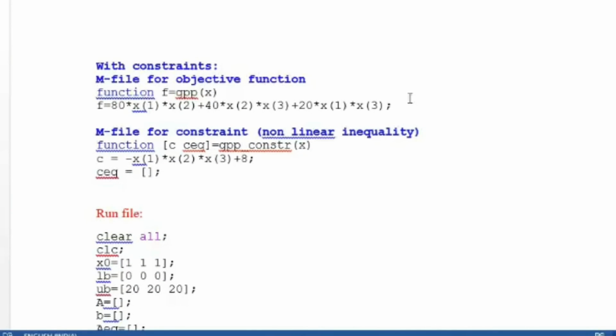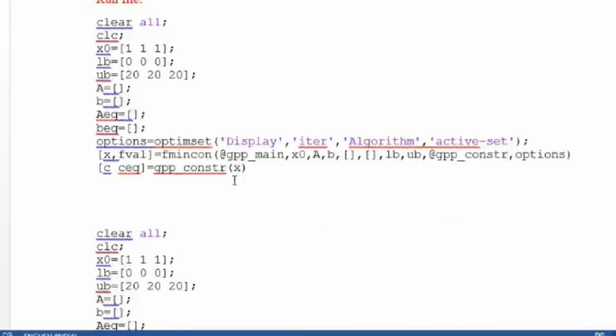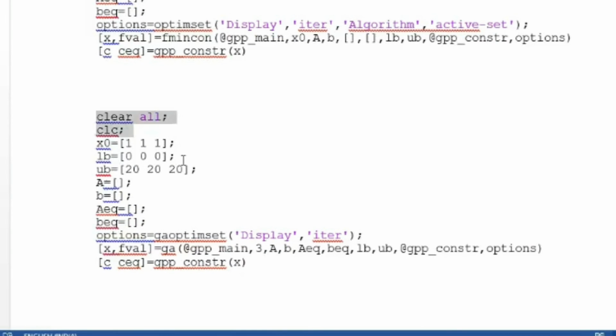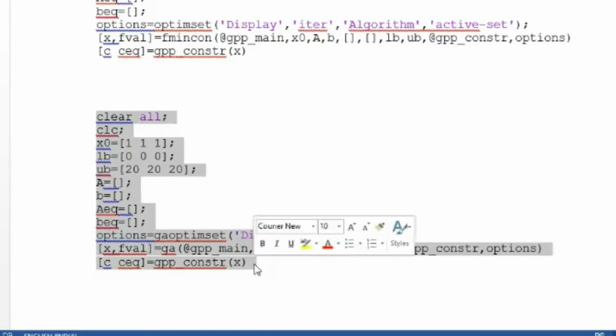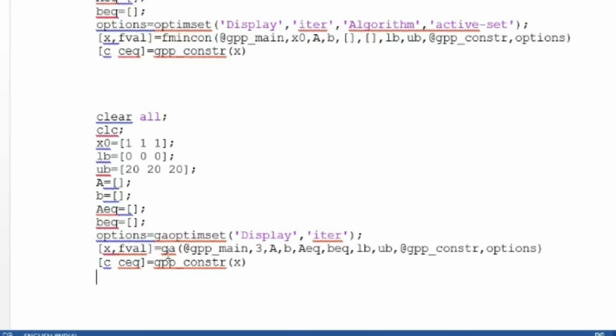M file for the objective function is written. Then again another M file for nonlinear inequality constraints, only one constraint. Then this one relates to the run file with respect to the GA solver.